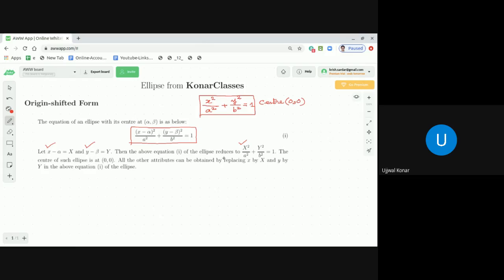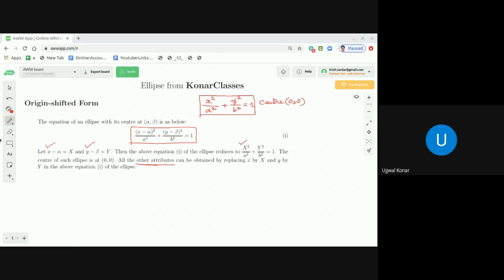The other attributes are what we discussed in the previous session. You can have a look at the video lecture available on the online platform and also on YouTube. So this is about the origin shifted form.